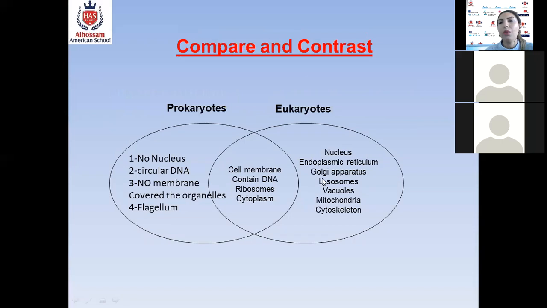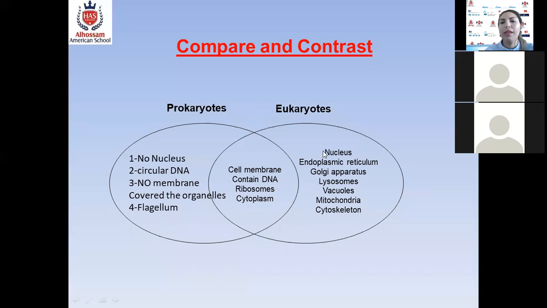And now we can make a Venn diagram, two overlapping circles. On both sides, we write the differences which are not found in the other one. And in the intersection, we write the similar characteristics found in both prokaryotes and eukaryotes. So let's start with prokaryotes. Here we can see the difference between prokaryotes and eukaryotes. Number one, prokaryotes have no nucleus. They contain circular DNA, no membrane-covered organelles, and prokaryotes have a flagellum.